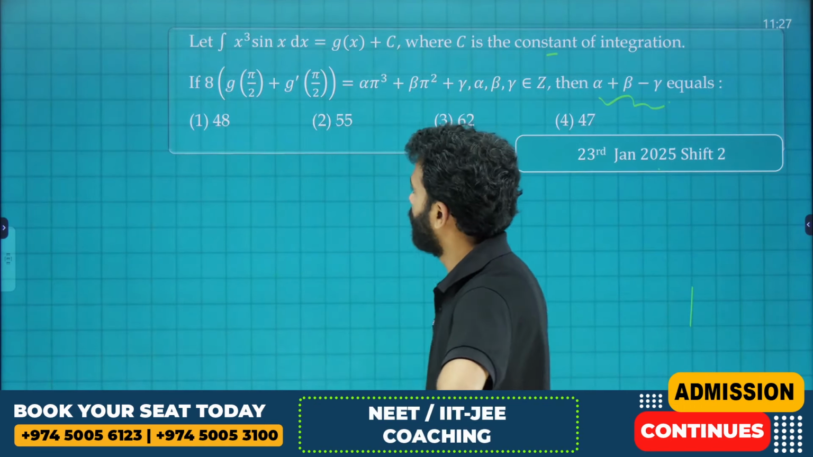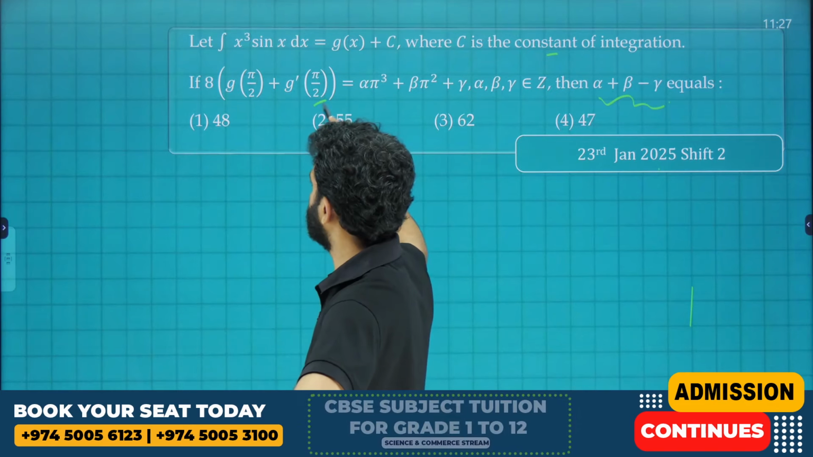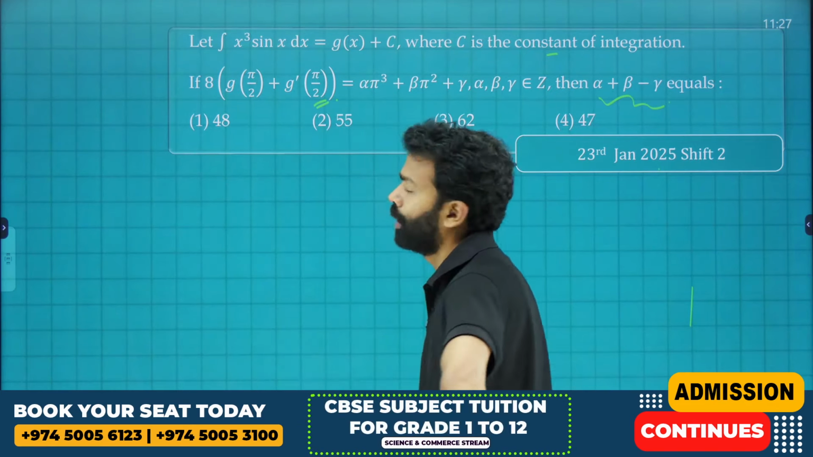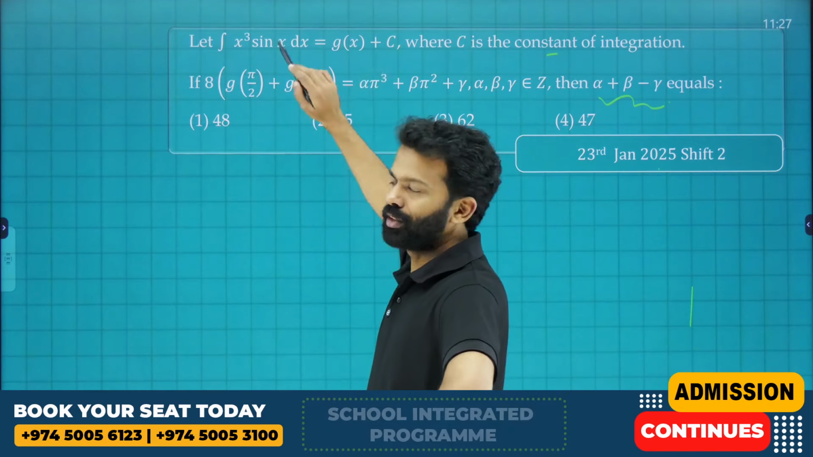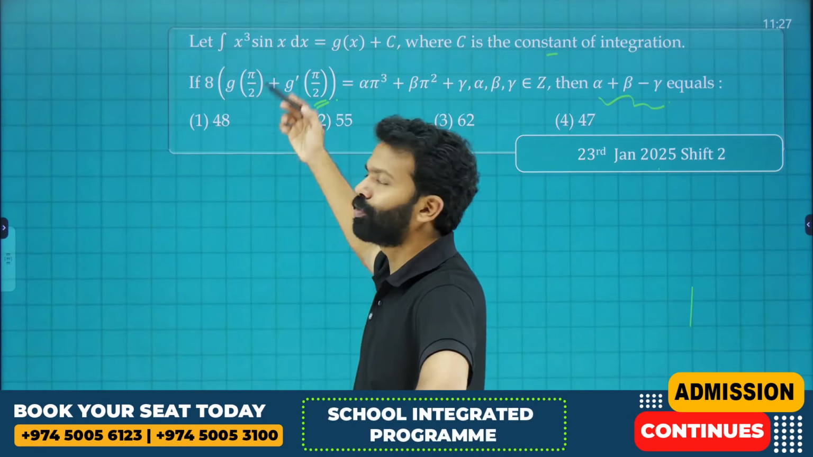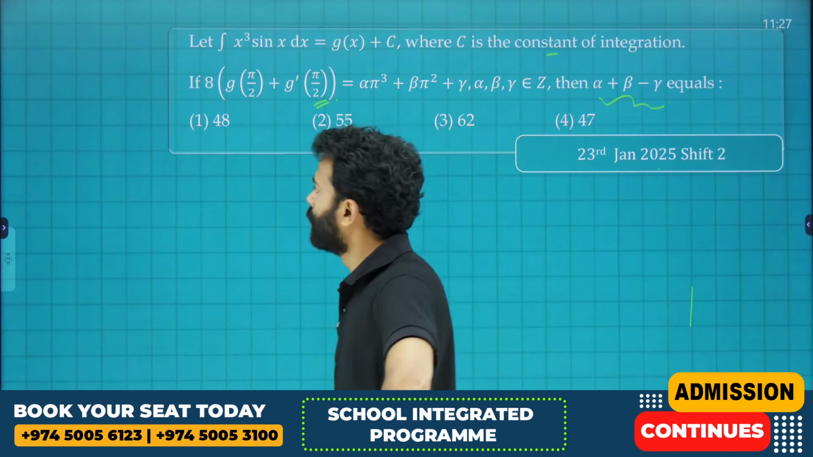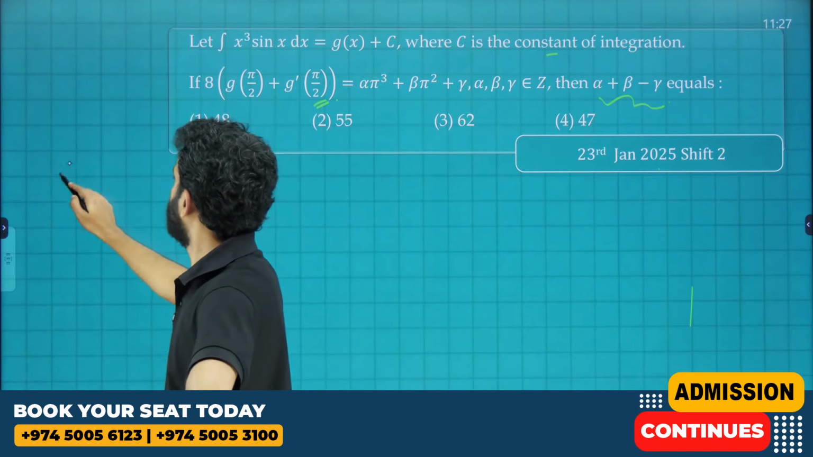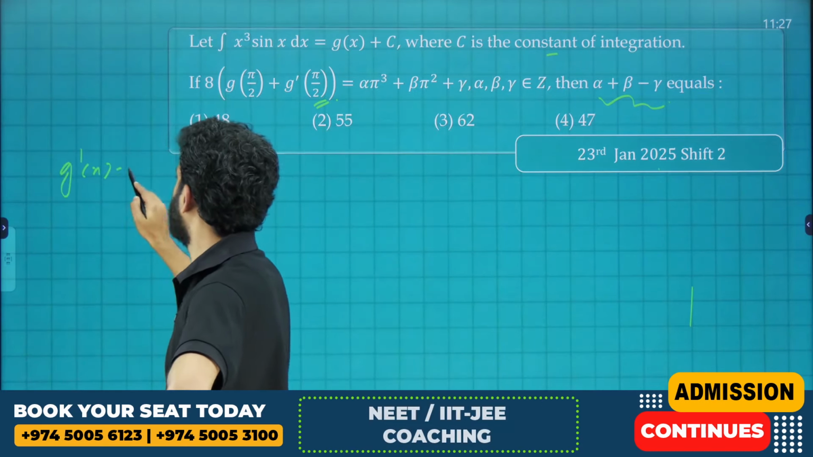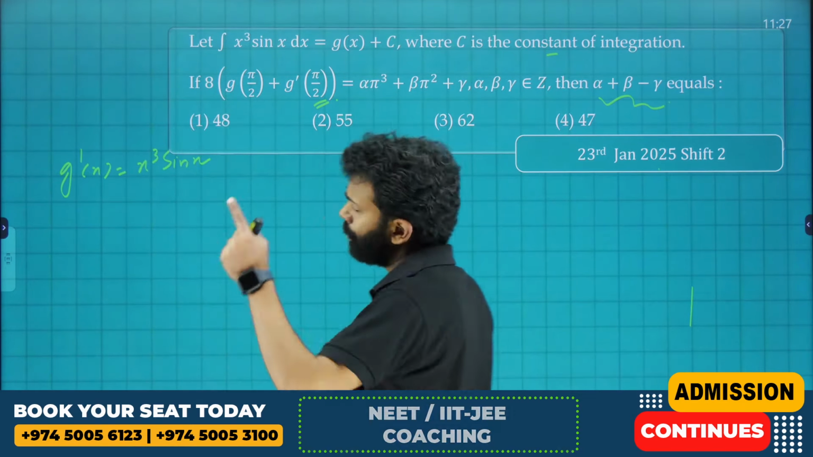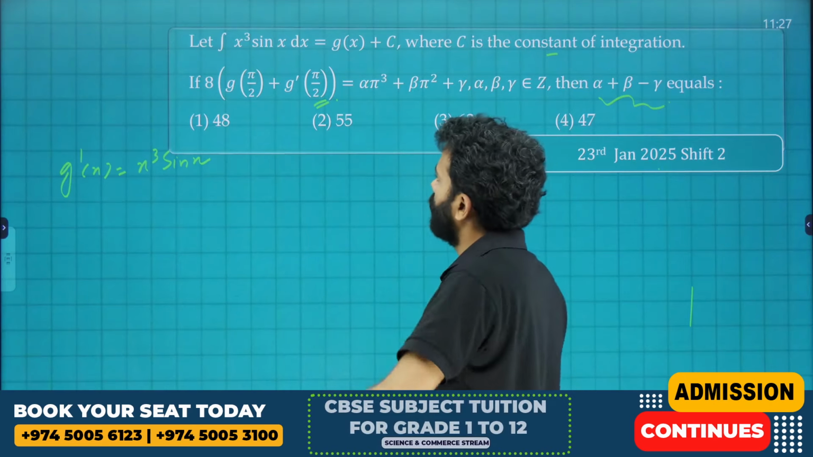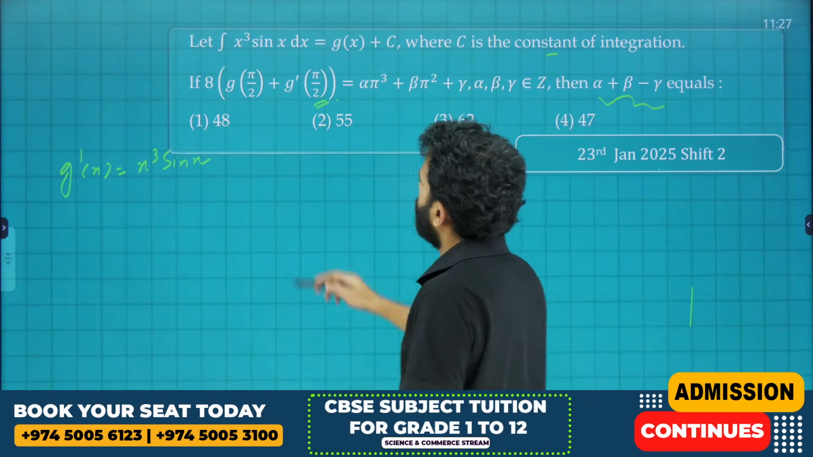It's very easy actually. First we can formulate g dash of pi by 2. How will you get g dash of pi by 2? Just differentiate both sides. If you differentiate here, it becomes just x cube sin x only. Therefore, g dash of x is equal to x cube sin x. Let's apply the value later, together we can apply the value. Then we need to formulate g of x.